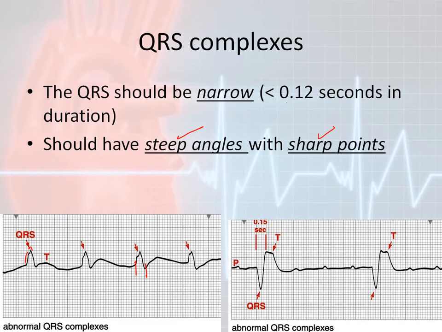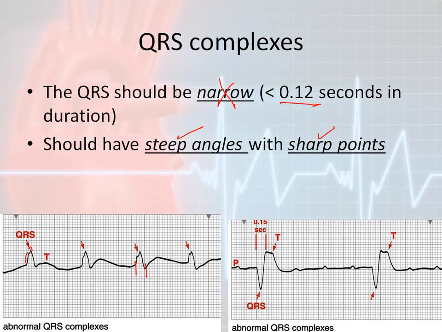Now this is kind of borderline, but I would go ahead and say yes. This is equal to or greater than 0.12 seconds. It's considered wide, so it is not narrow. Automatically that means that this is not a normal QRS complex.